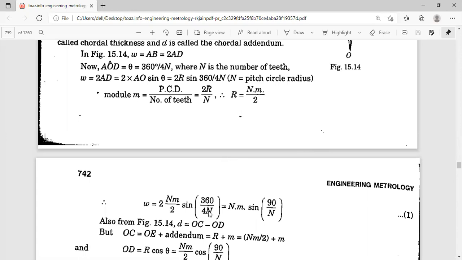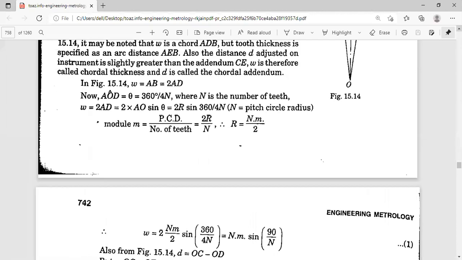There itself you can put 90 by n here, so that you can directly substitute in this particular equation 1, and the 2 will get cancelled. W is equal to n into m into sine 90 by n. So you just again consider that particular figure.